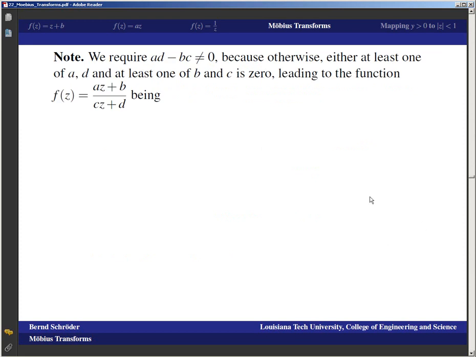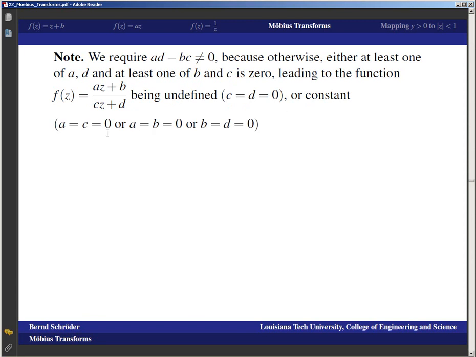Okay, another note, and that is that we're insisting here that this ad minus bc is not equal to 0, because otherwise at least one of a and d and at least one of b and c is equal to 0, and that means that the function will be pathological. It will be undefined or constant. It's undefined in case c equals d equals 0, and it's constant in case a equals c equals 0, or a equals b equals 0, or b equals d equals 0. In every one of these cases, let's see, a equals c equals 0 would give us b over d, that's constant. A equals b equals 0 would give us 0.